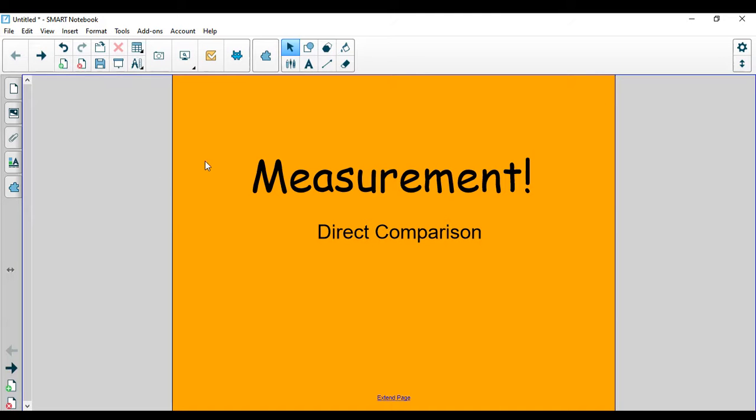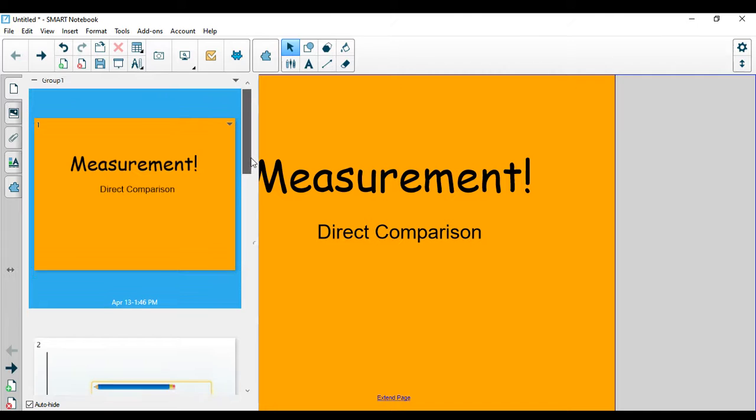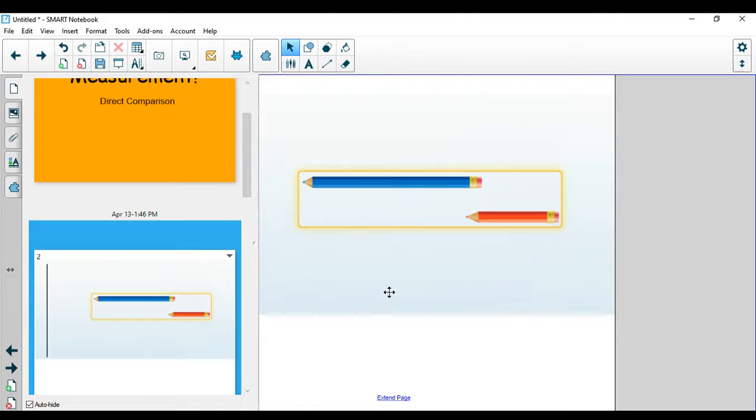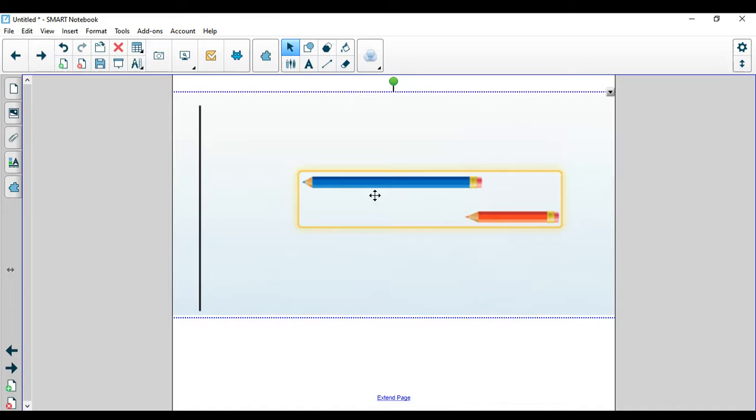Hi, boys and girls. Today we are going to continue talking about measurement, and we're going to learn about something called direct comparison. For direct comparison, we have to look at two objects. I have two pencils here, a blue pencil and a red pencil. If you look at those two objects with your eyes, you might easily be able to see which object is longer than the other.